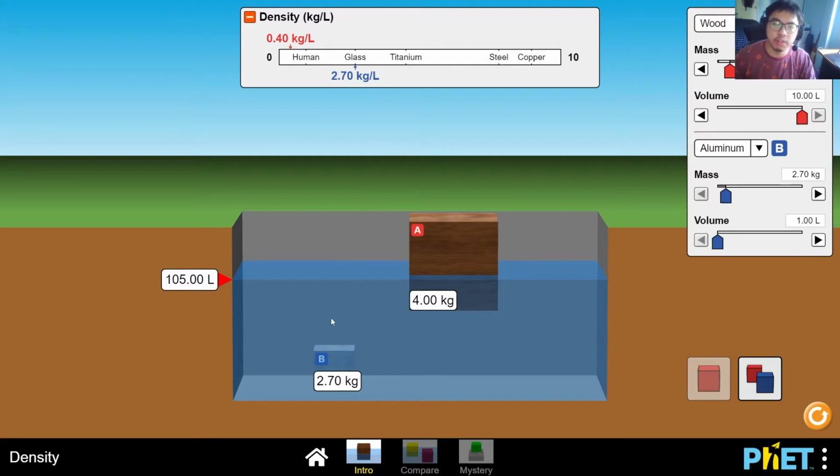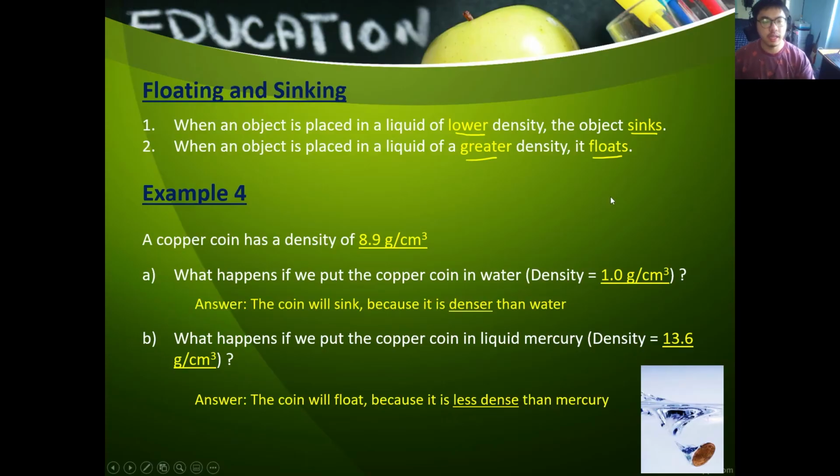Its density is 2.7. That's why it sinks. So only density matters when it comes to sinking and floating. Okay, so hopefully that shows you how we can use density to explain floating and sinking.